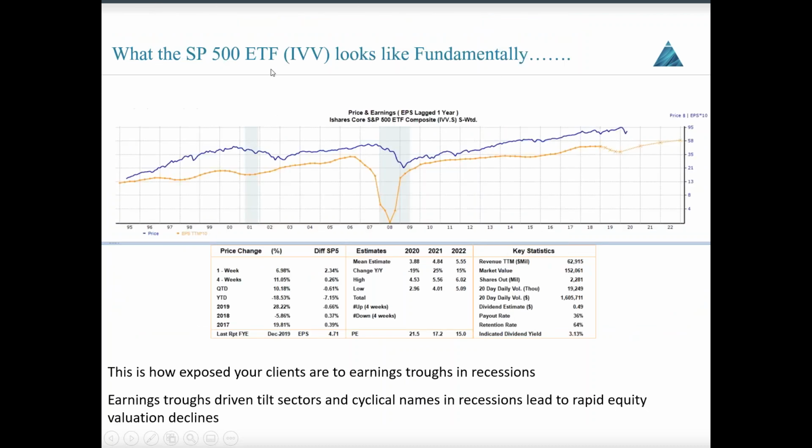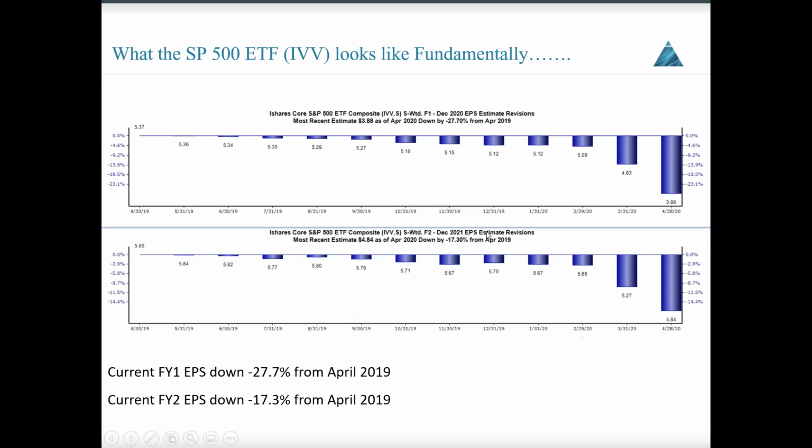You take a look at what the S&P 500 ETF, the IVV, looks like fundamentally. It's fairly stable up until the point where you hit recessions, then you get these dips, and that's what really drives this volatility that we're all trying to avoid. You can see the Fed came in here and saved the day, but we've still got real problems with EPS revision over here. This is how exposed your clients are to these troughs, and this is what we try to avoid with core equity positions that are solid.